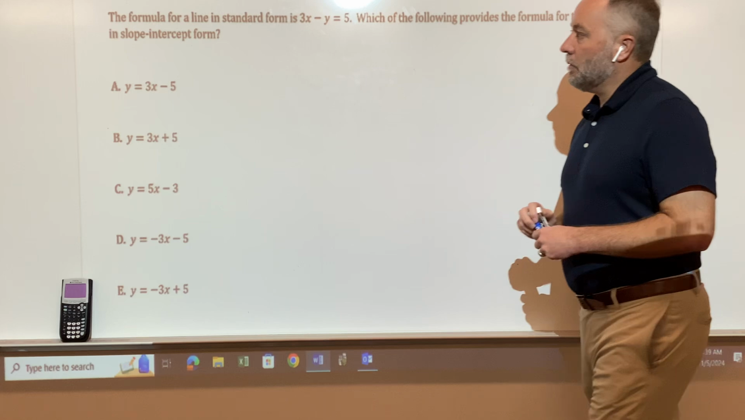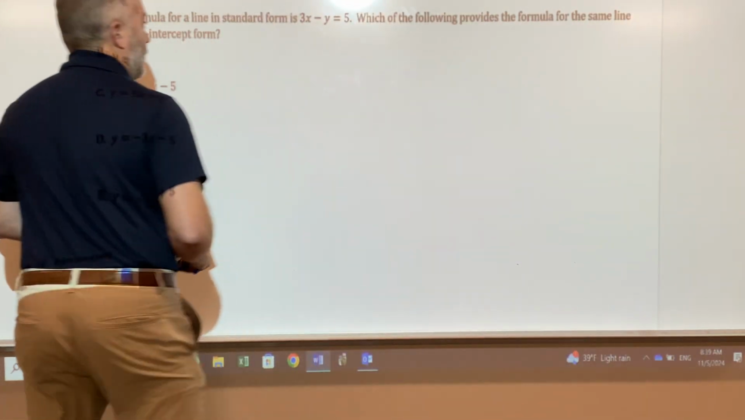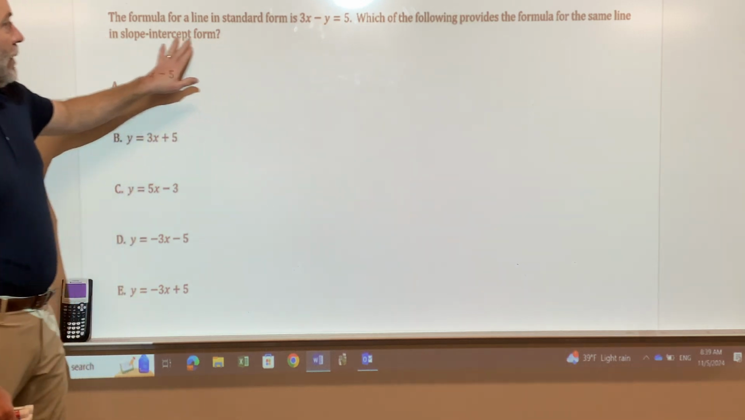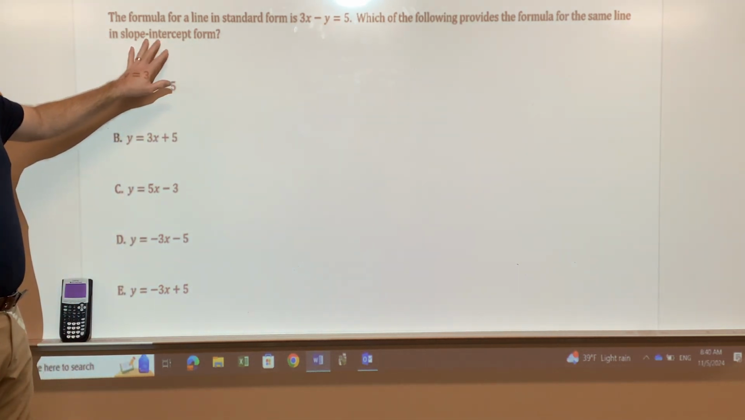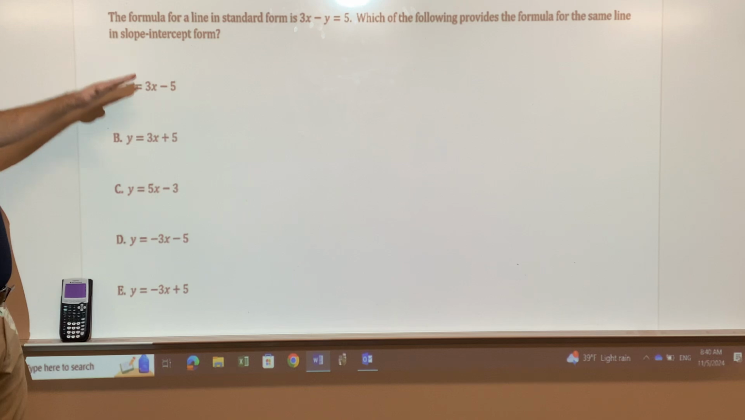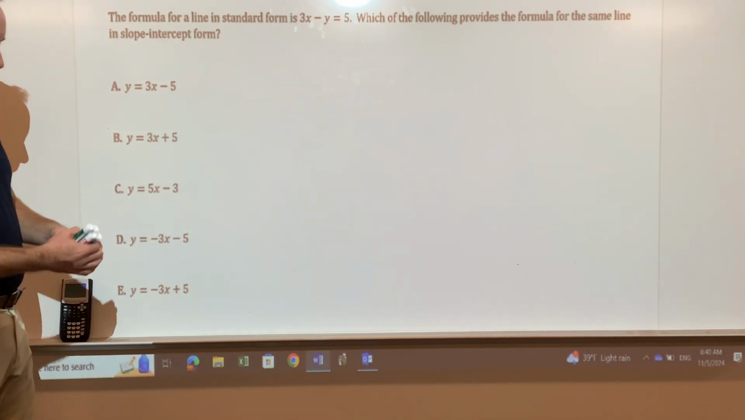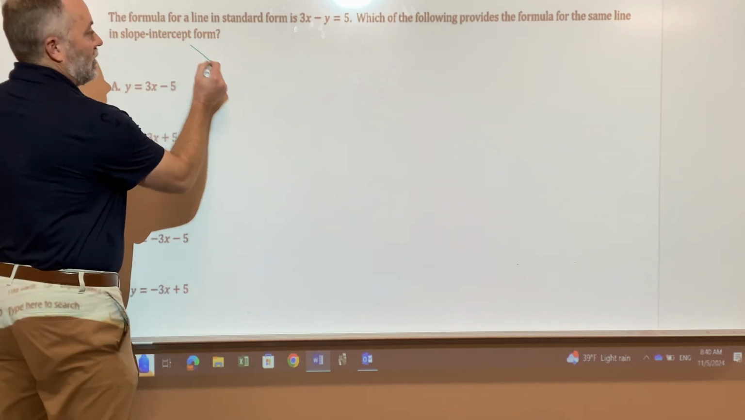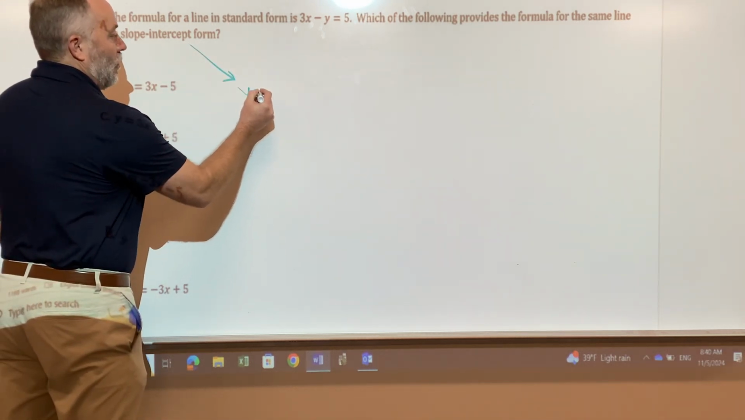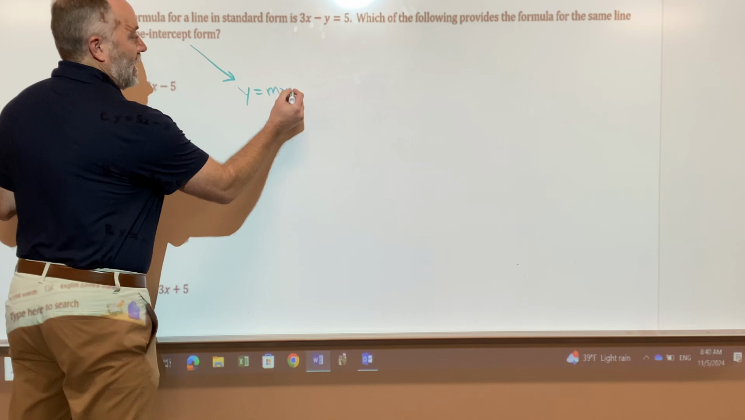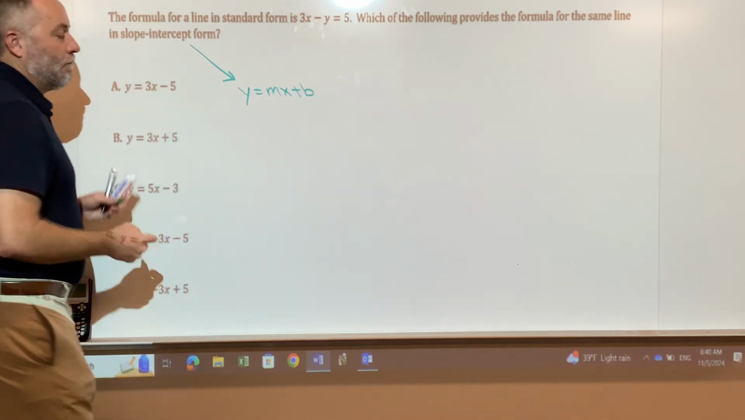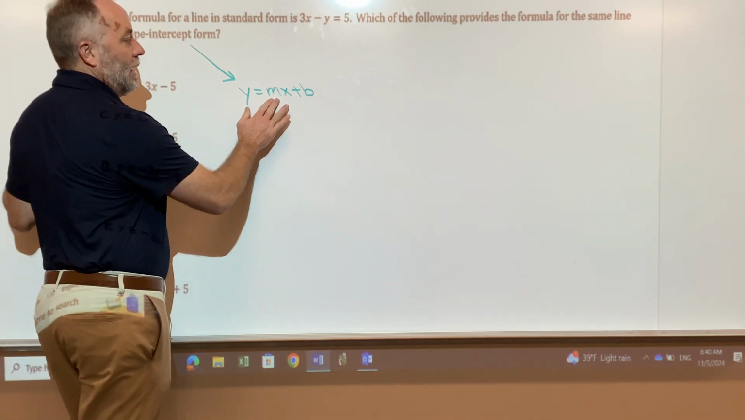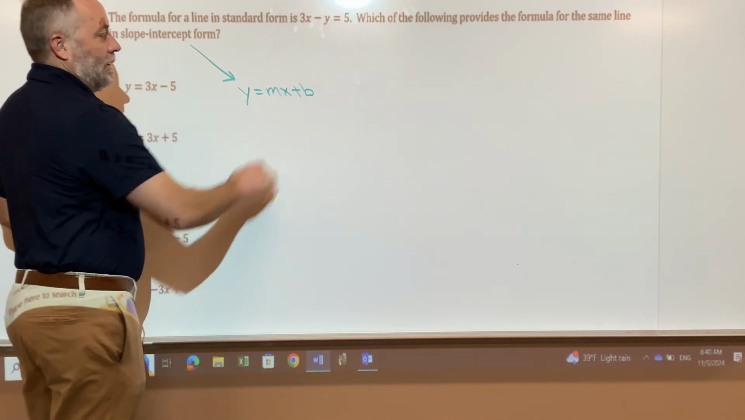Okay, so hopefully we're relatively familiar with the different forms of linear functions. We're given it in standard form, and we want the equation in slope-intercept form. Just taking a look at our answers, we get a refresher on what slope-intercept form is. Slope-intercept form is y equals mx plus b. And just for information, m is the slope of the line, and b is our y-intercept.